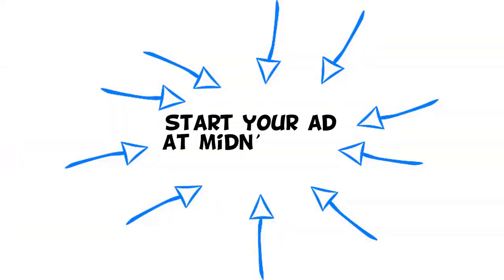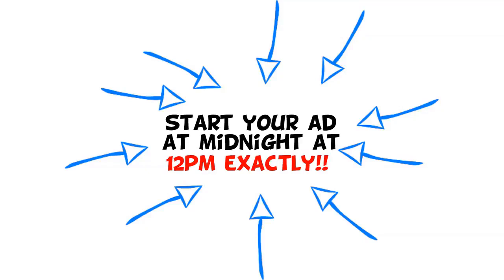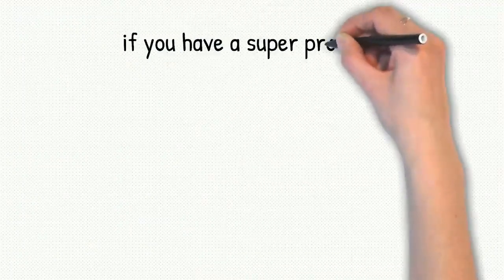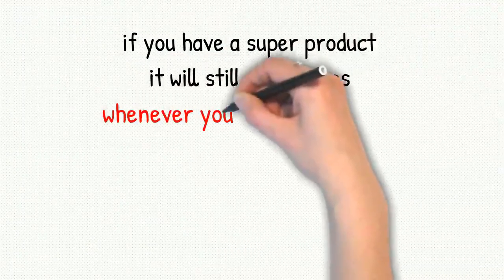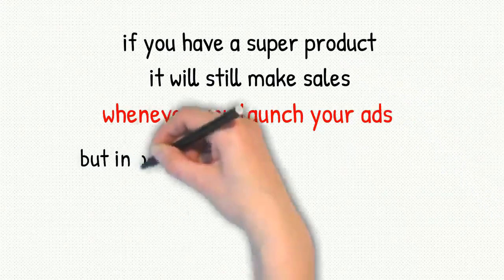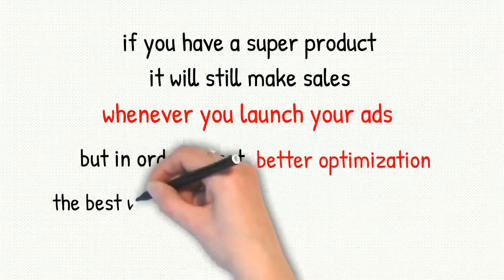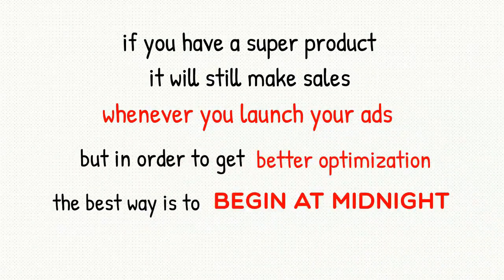The best thing to do is to start your ad at midnight, at 12 a.m. exactly. Because if you don't do this, Facebook will spend your budget quickly in a couple of hours. Now, if you have a super product, it will still make sales whenever you launch your ads. But in order to get better optimization, the best way is to begin at midnight.